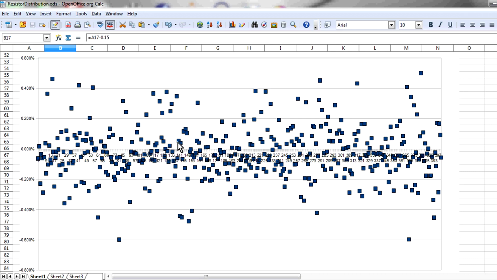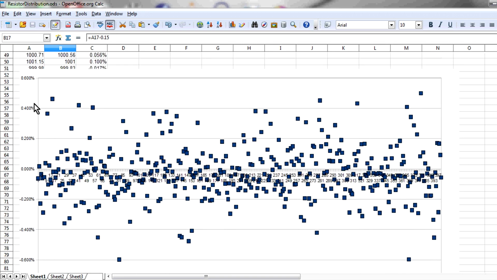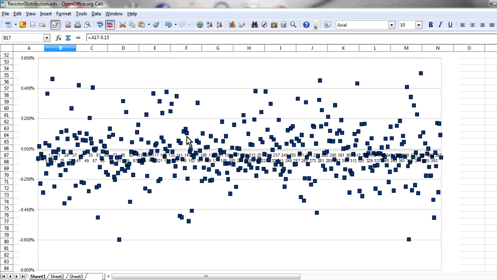But one of the big surprises I found is that no value went over plus 0.6 or minus 0.6. Actually, it's about plus 0.5. No value went over that. So that was a surprising result. I expected to get values very close to the nominal, claimed spec of plus or minus 1%. But it turns out these resistors seem to be much tighter tolerance.